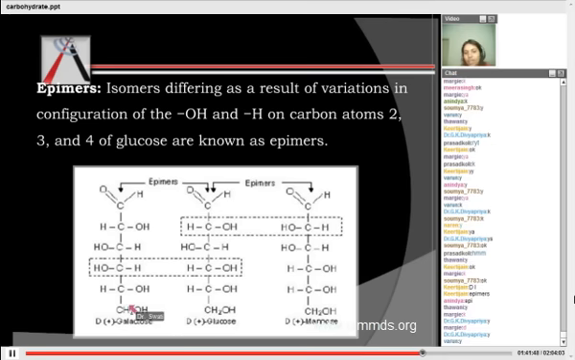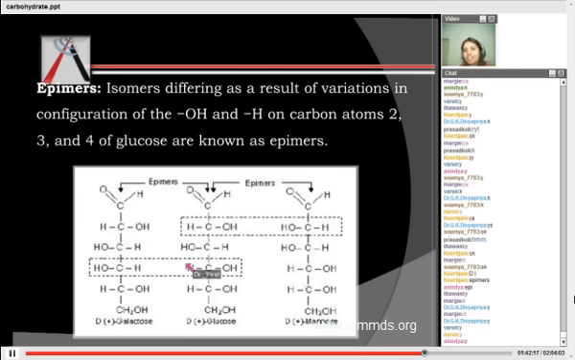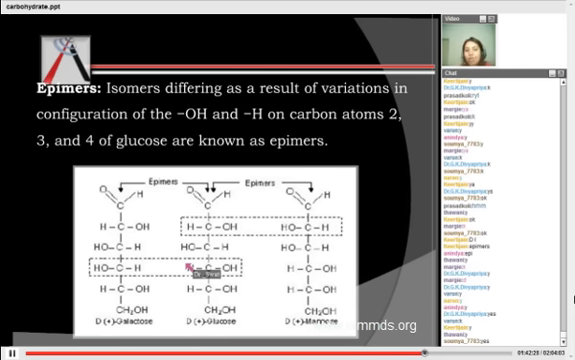Okay, now in the D forms, this is the D glucose. In D glucose, this is the fourth carbon. In the fourth carbon, if I change H and OH, rest everything remaining the same, what I get is galactose, which is an epimer of glucose at the fourth carbon atom. Getting me? So D-galactose is an epimer of glucose at the fourth carbon atom.